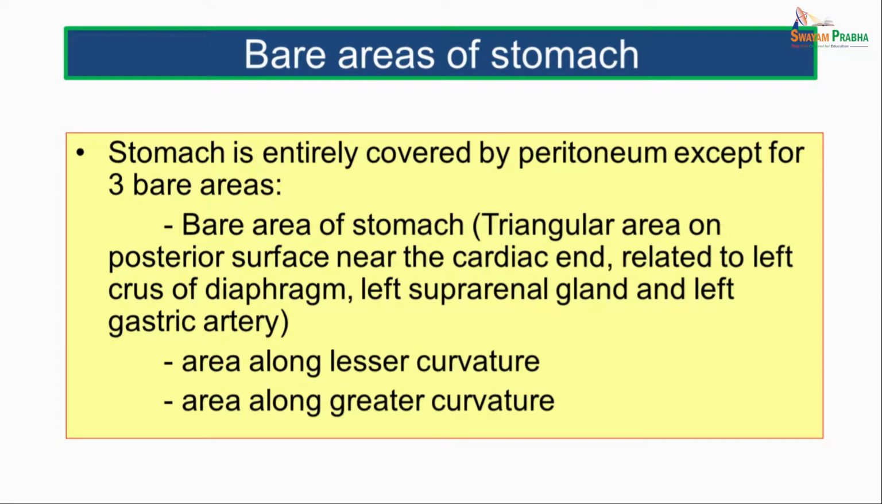Now, there are certain areas of the stomach which are not covered by the peritoneum, and these are what are called as the bare areas of stomach. So, entirely there are three bare areas of the stomach. Bare area of the stomach seen as a triangular area on the posterior surface near the cardiac end.